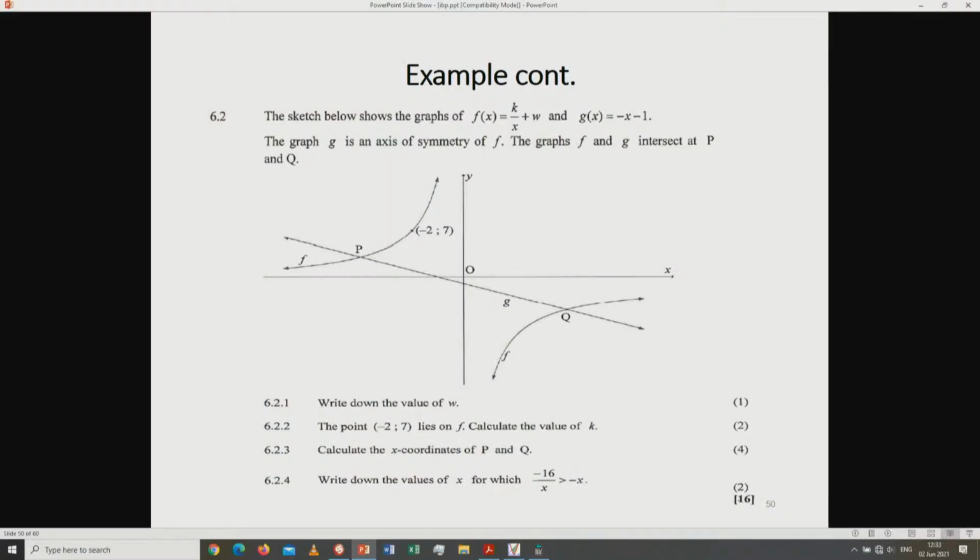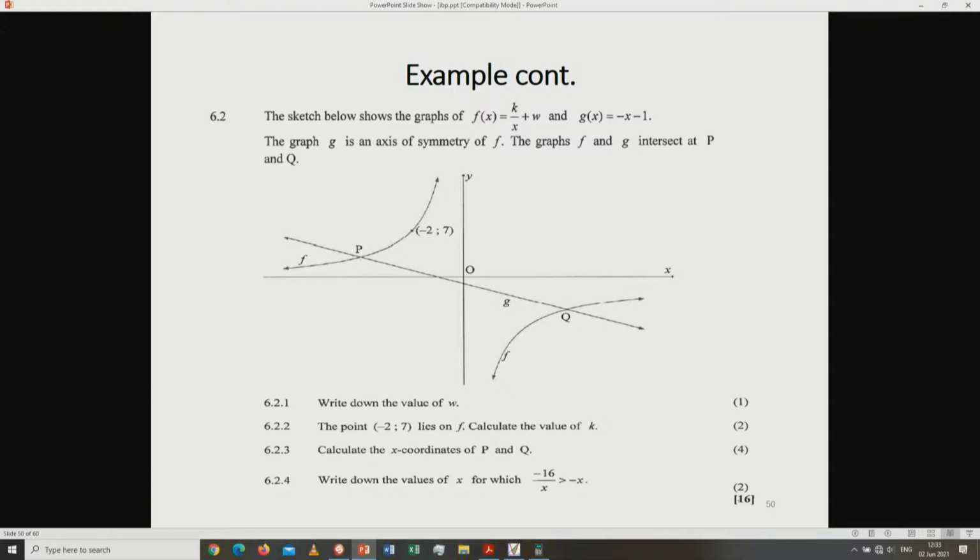Okay. The interesting question is 6.2.3. I really wanted to see how you are going to attempt that question for 4 marks. I'm really interested in that, but in your own time, please make sure that you go through it. I'm not going to do it with you because of time, but please give yourself time to go through it.